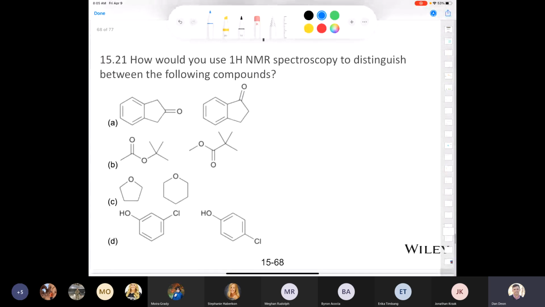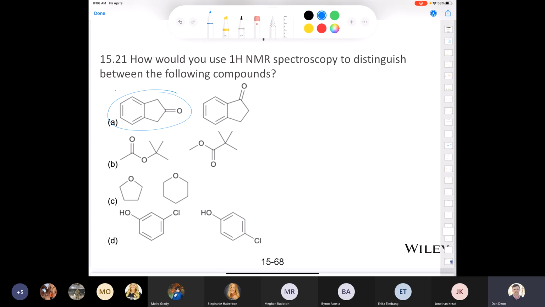Let's take a look at a question. This is question 15.21 from our textbook. It says, how would you use proton NMR spectroscopy to distinguish between the following molecules? If we look at A, we have two different compounds, and I just want to put this out there to my students. The question you might want to ask yourself is, how many signals would I see for A? Could anybody tell me for A, the first one that I have circled here in blue, how many signals you would see? How many unique types of protons are there in this molecule?